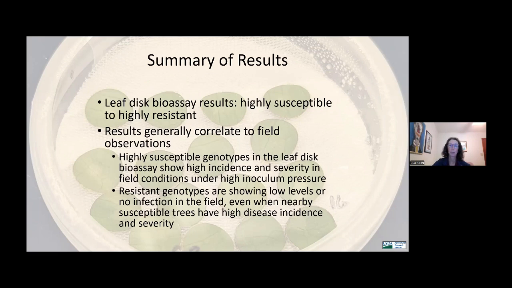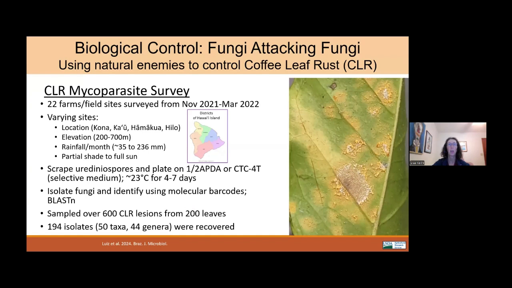Okay, and then I'm going to change gears to one of my favorite parts of the project, looking at biological control, actually looking for natural enemies to control coffee leaf rust. This picture shows you the various districts of Hawaii Island separated by color. We conducted a microparasite survey at 22 different farms and field sites throughout the island, early on in the process of when CLR started really with widespread distribution on the island.